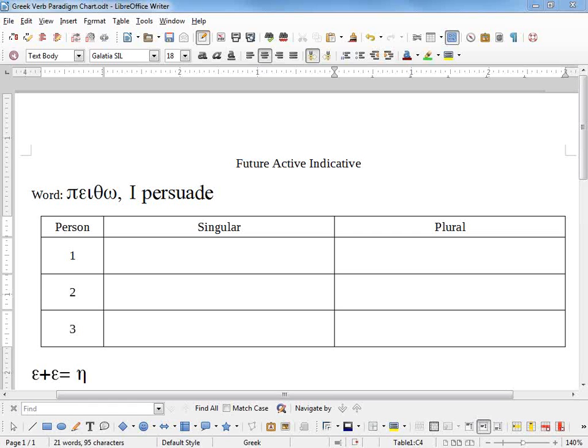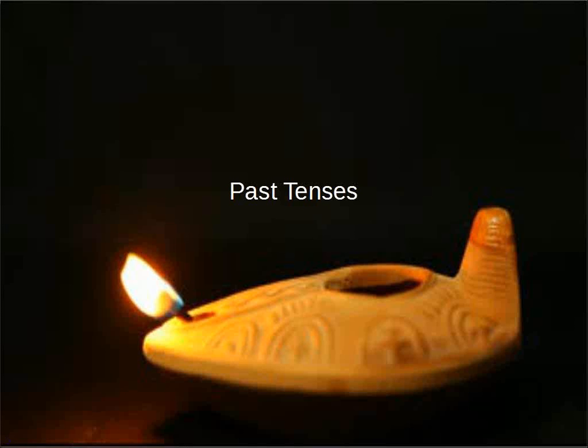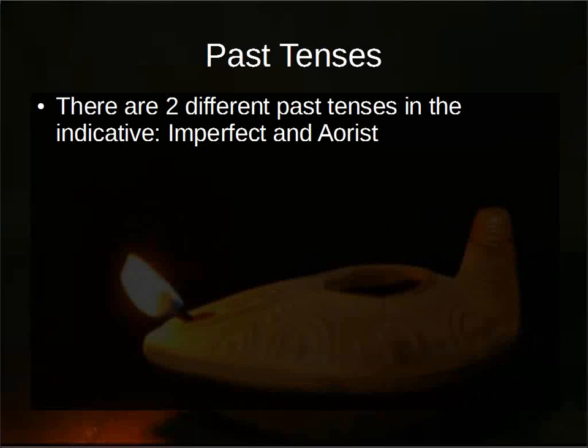Now, in the indicative, we're venturing into the past tenses. In the indicative mood, there are technically two past tenses. They are known as the imperfect tense and the aorist tense. Okay, one more time. They are the imperfect and the aorist tenses. Those two tenses are the past tenses in the indicative mood.